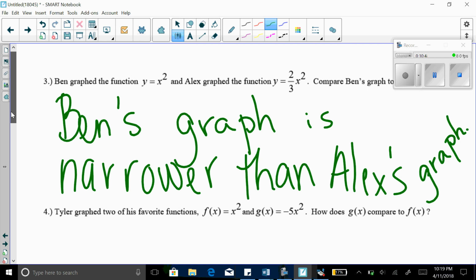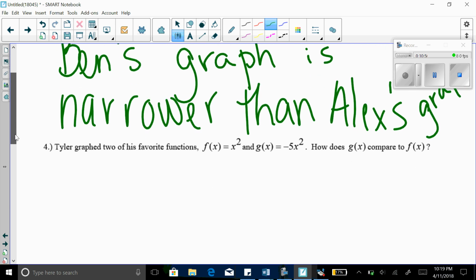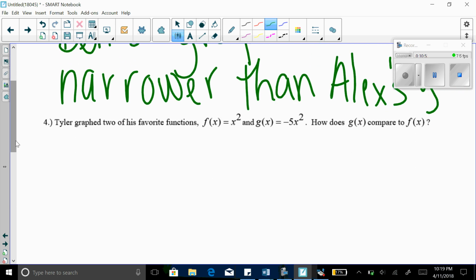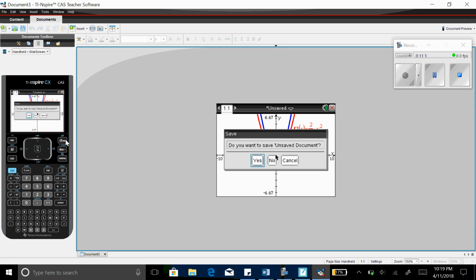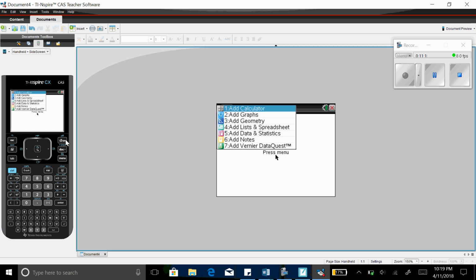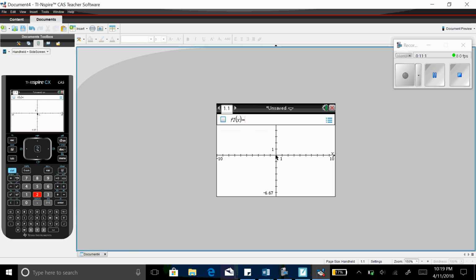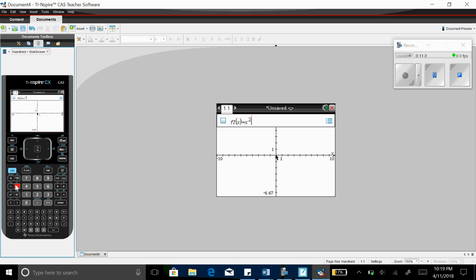Okay. So Tyler graphed two of his favorite functions. F of x equals x squared and g of x equals negative 5x squared. How does g of x compare to f of x? Well, let's see. Let's put our two functions in. So go home, add a new doc. Do you want to save? No, never. Add a graph. So we'll put in x squared first. X squared.